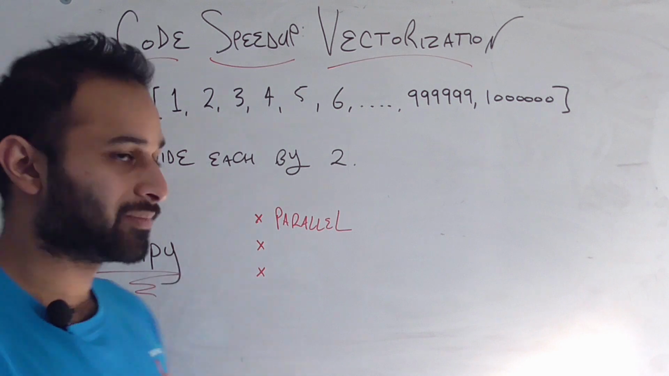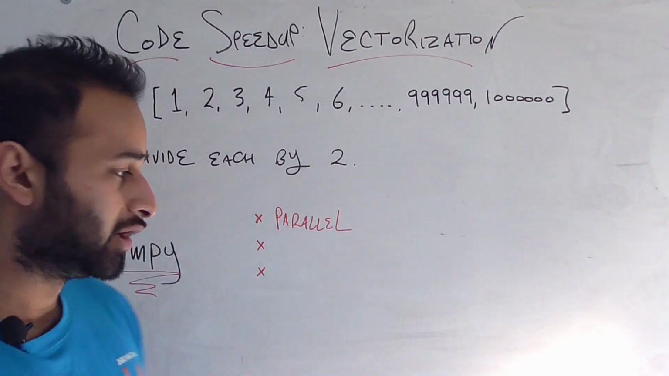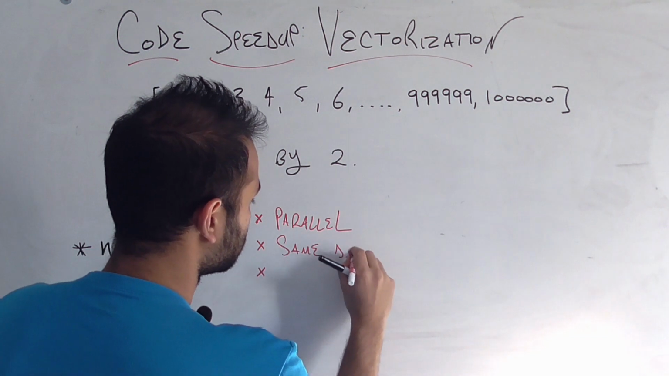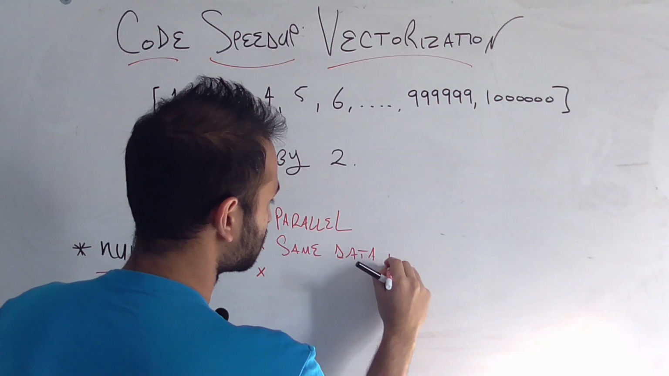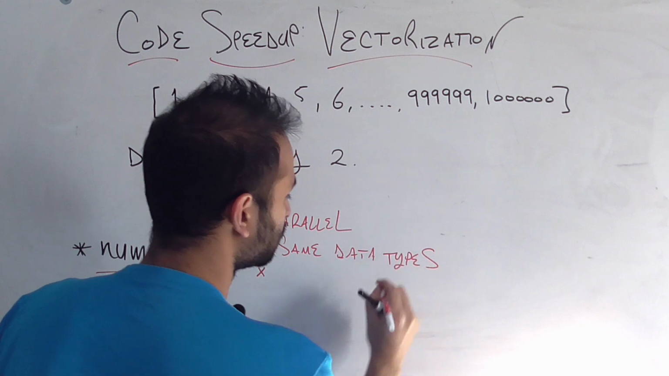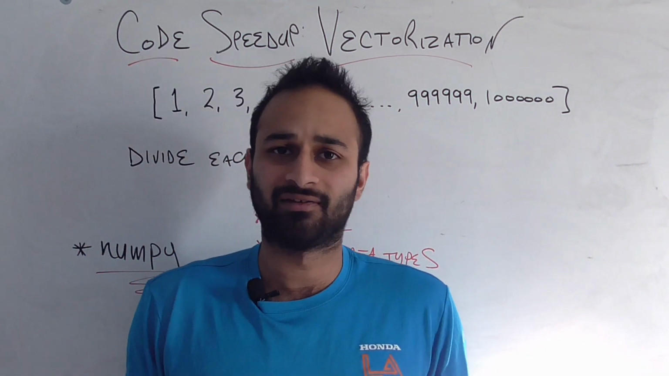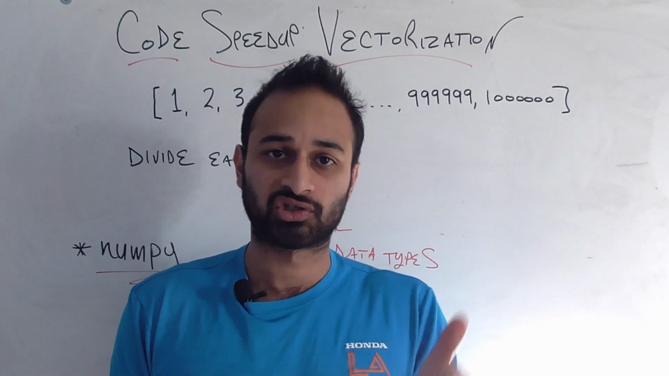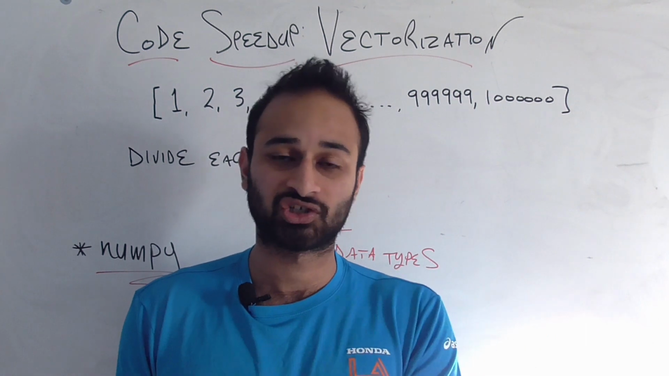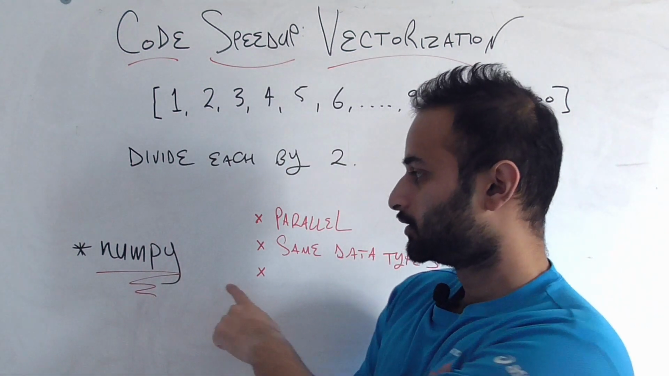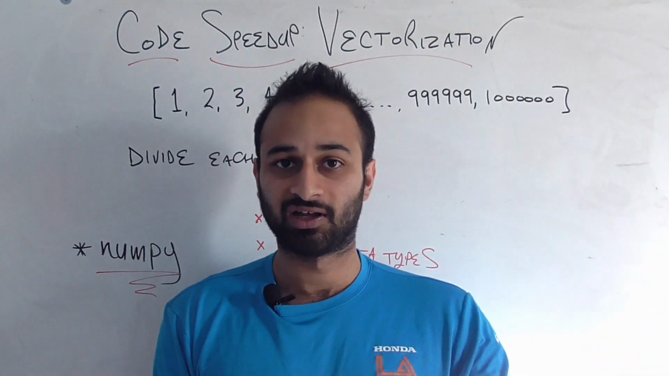There's 2 other reasons NumPy is fast, at least 2 other reasons. Another reason is that it takes advantage of the same data types. So if you know a little bit about Python, you know that you can define a list in Python, and you can put anything in that list. You can put a number, followed by a string, followed by an object, followed by a dictionary. You can really put anything you want. With NumPy arrays, you basically tell it up front what kind of data type is going to be in there.